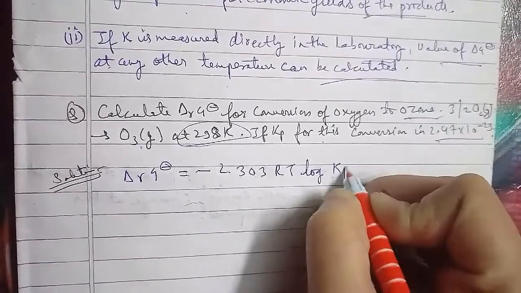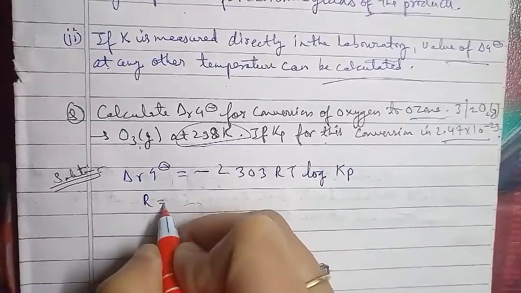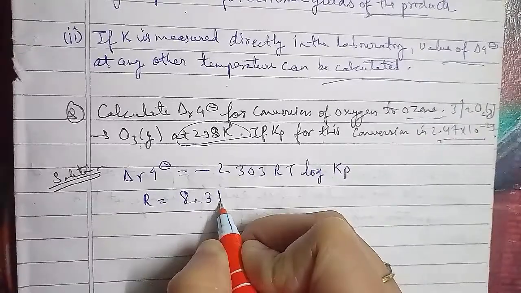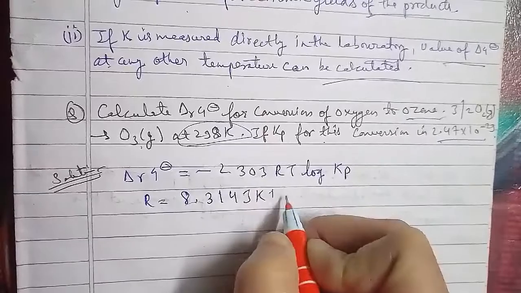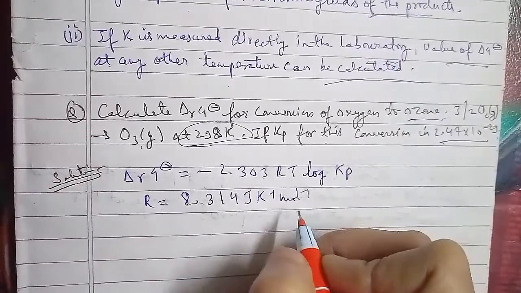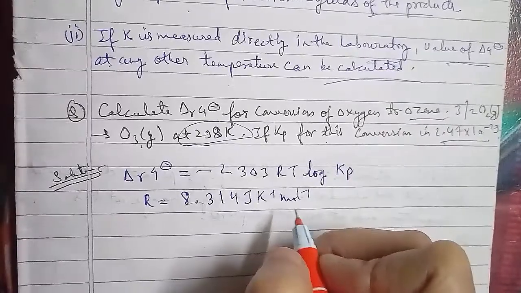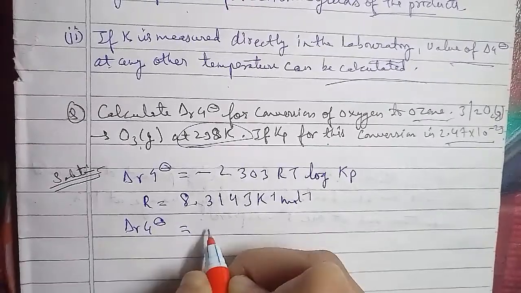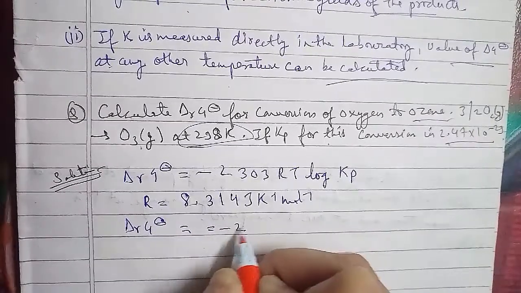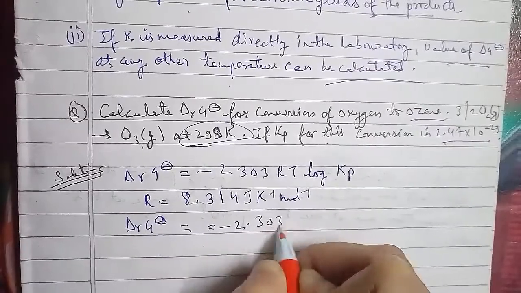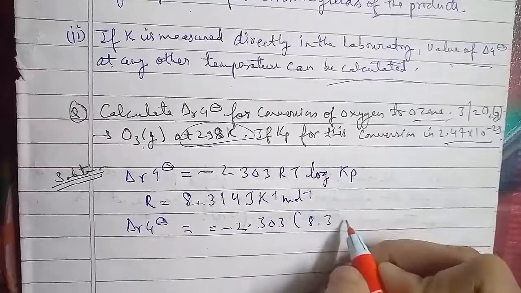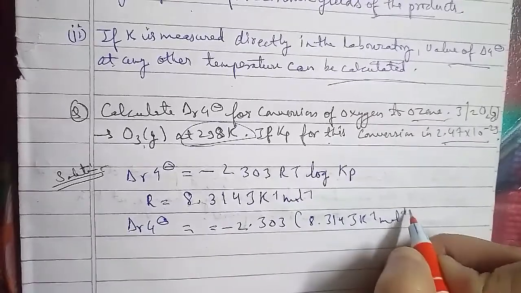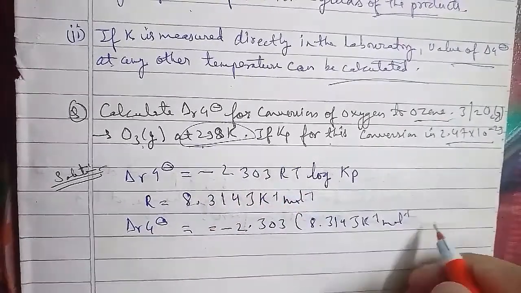So that will be here, and for that sake, that R they had given you here will be the 8.314 joule Kelvin inverse mole inverse that we know very well. Therefore, we will find out delta R of G, the Gibbs energy. That will be equal to minus 2.303 multiplied by R, because it was RT, where R is 8.314 J Kelvin inverse mole inverse. And for the temperature, they had given you 298, so we'll multiply that also.